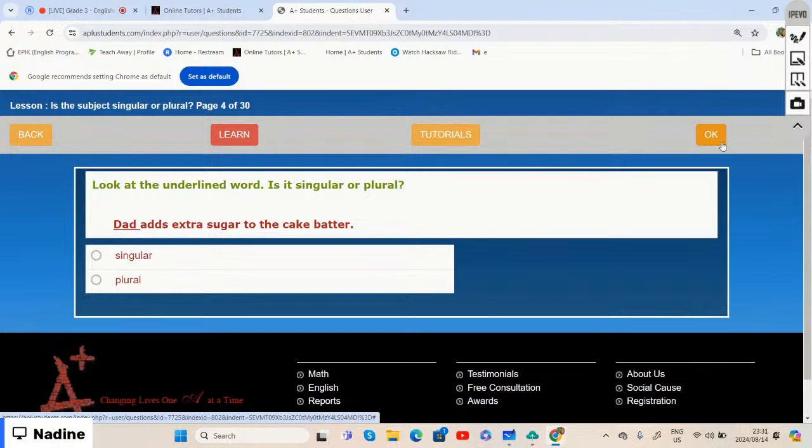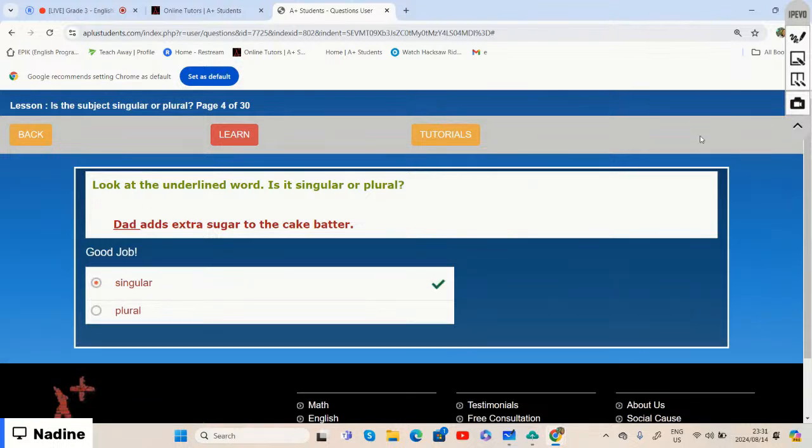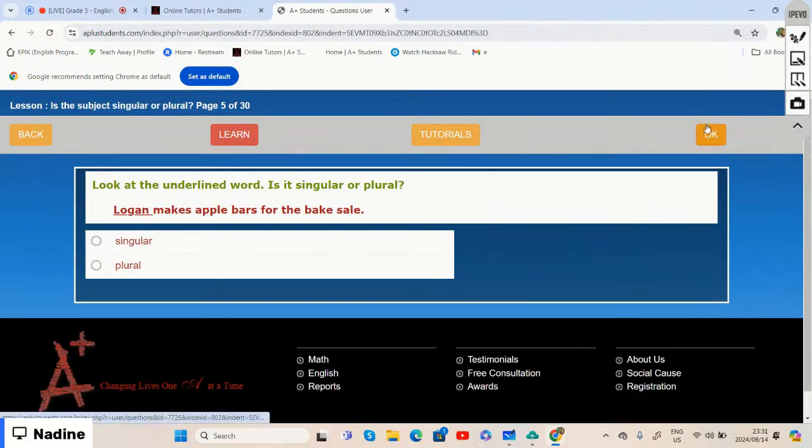All right. If we were to say if it is singular or plural, then yes, we would say it is option one, which is singular, because dad refers to only one person. So well done. Dad is correct. Logan makes apple bars for the bake sale. So Logan, is Logan singular or is Logan plural?